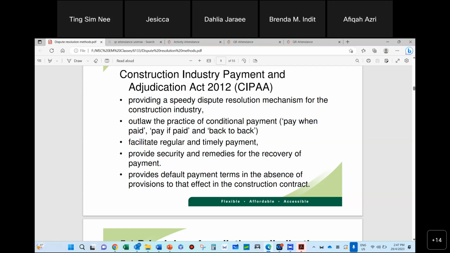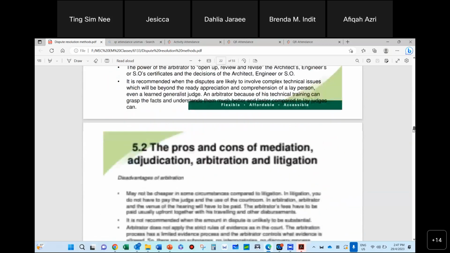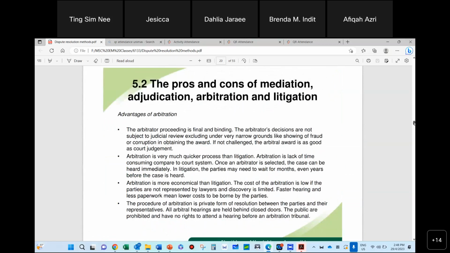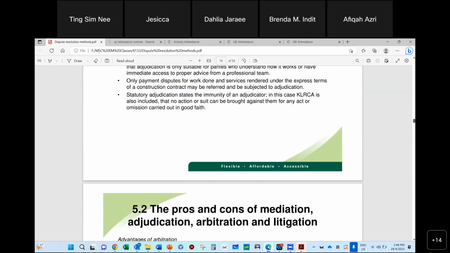So if you have a dispute over payment, over money issues, even though it's not stated in the contract, you can go for CIPA because this is already statutory. You understand, Jessica? Okay, so meaning to say, even though it's not in the contract, it is still applicable because it's the law? Yes. All right.